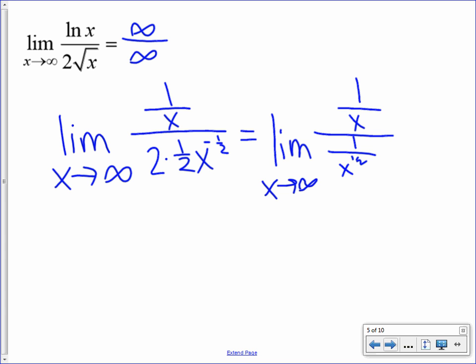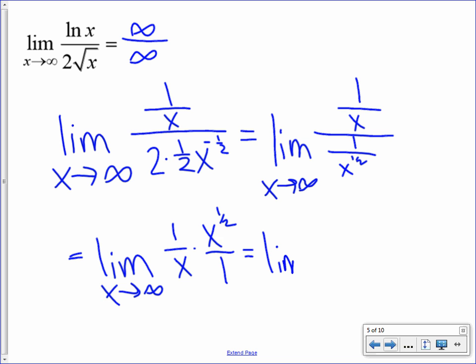You copy that, flip it, and get the square root of x. What is this reduced to? Square root of x over x is root of x over x. So 1 over square root of x.